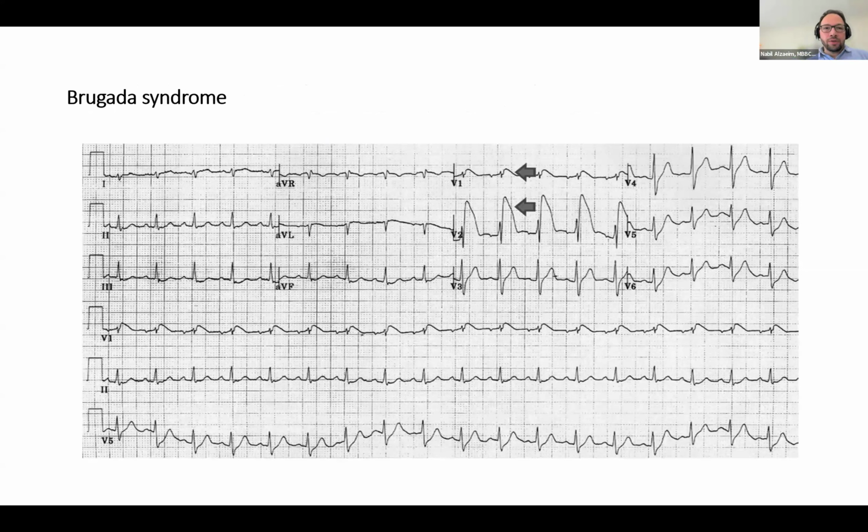So this EKG shows Brugada syndrome. It is an inherited condition characterized by a structurally normal heart but abnormal electrical conduction, and it can cause sudden cardiac death. Classic Brugada syndrome is recognized as an incomplete right bundle branch block pattern with coved ST segment elevation in leads V1 and V2. As you see here, this is V1 and V2, and this is the coved ST segment elevation.